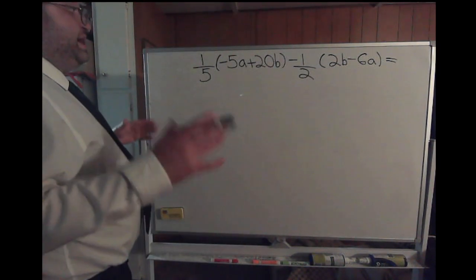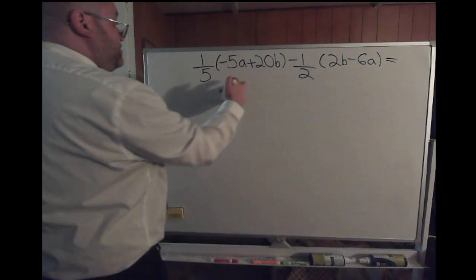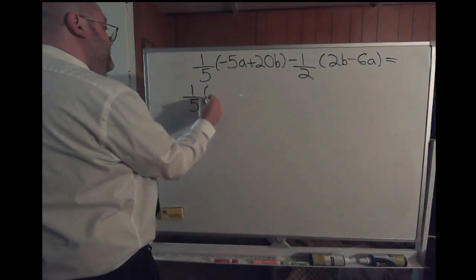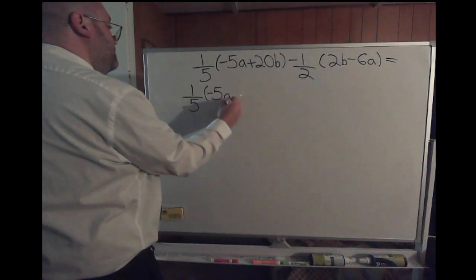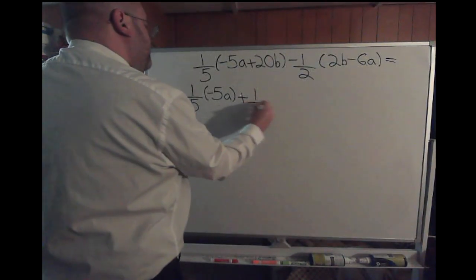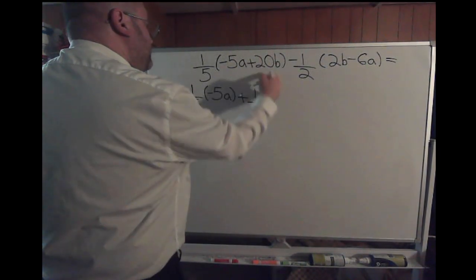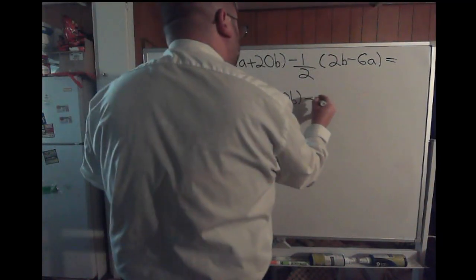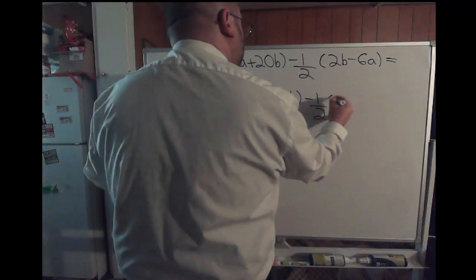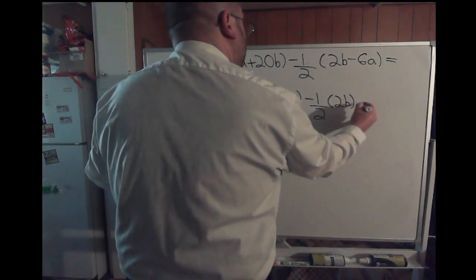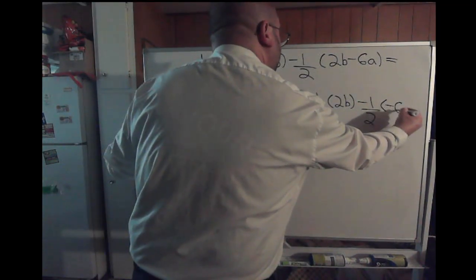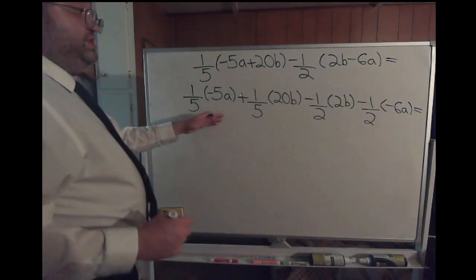First thing, you're going to go ahead and do your distributive property with each of these terms. So you'll have 1/5 times that negative 5a plus the 1/5 times that 20b minus half times the 2b minus half times that negative 6a. And now you're just going to go through and multiply each of these terms by the fraction.